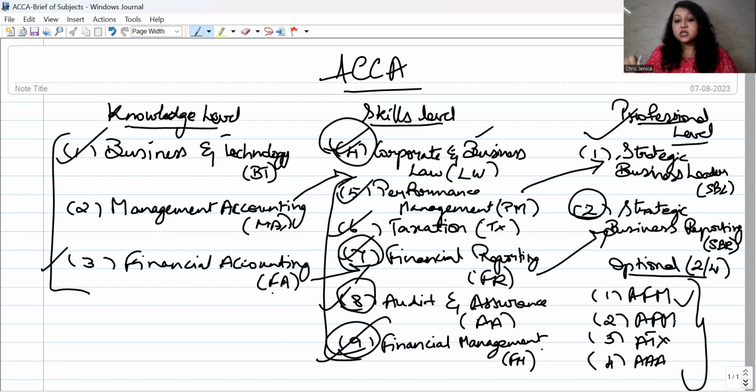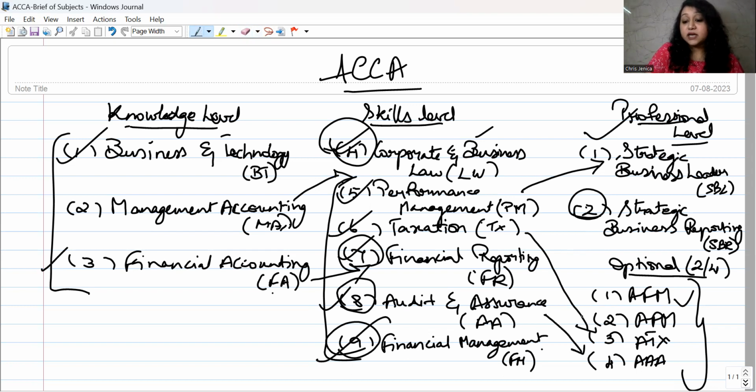ATX is advanced taxation. If you want to go into a tax stream, tax analyst, then you can choose ATX. This will have a base from the taxation paper. Okay. And the last one is AAA, that is Advanced Audit and Assurance. So that is the carried forward knowledge and the higher level paper of audit and assurance of your skills level.